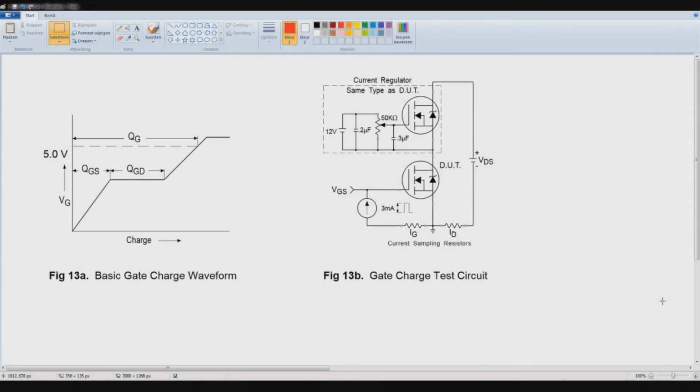So as you can see, we are now at figure 13. It means I've skipped a couple of figures, simply because either I don't know too much about it, or it's not that important for basic operations. But this one is very important, which is the gate charge waveform. As you can see, here is the charge from gate to source, gate to drain, and this is the total charge of the gate.